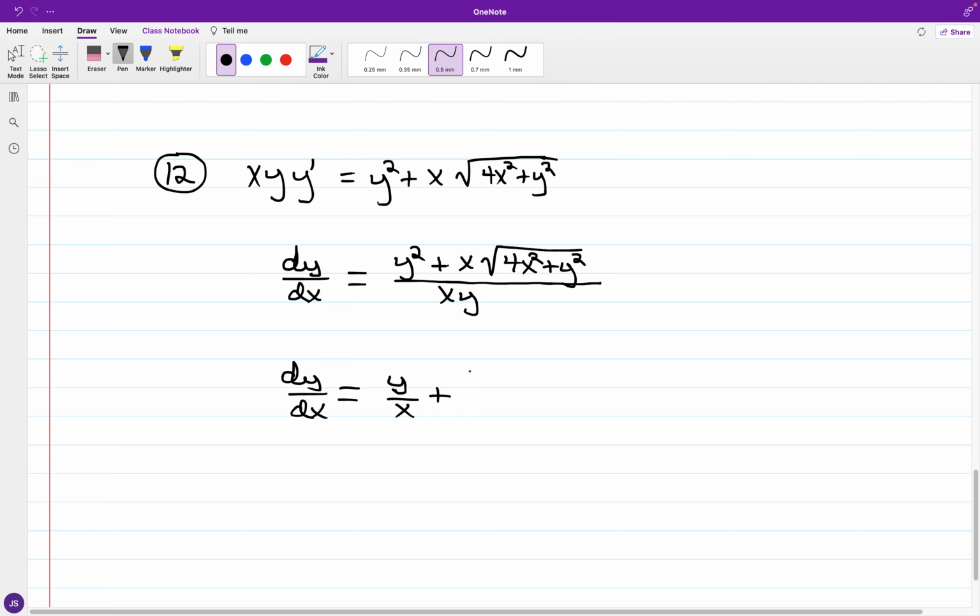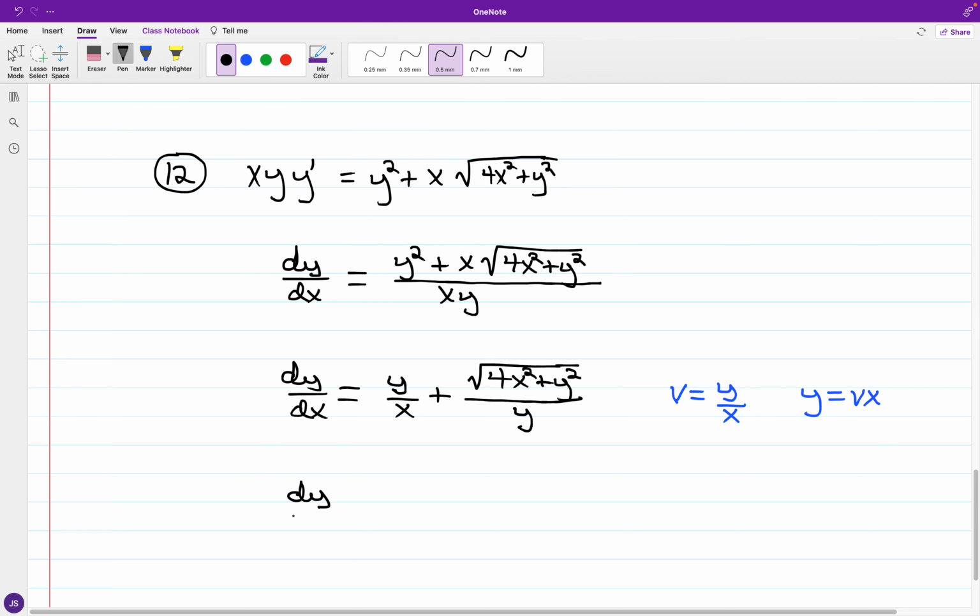and upon reducing, so we have y squared over xy, so that is going to be y over x. Then we have x over xy. Okay, so that is going to be the reciprocal of y, and so we have the square root of 4x squared plus y squared all over y. So we have, applying the substitution variable v, v is equal to y over x. You have also y is equal to vx.